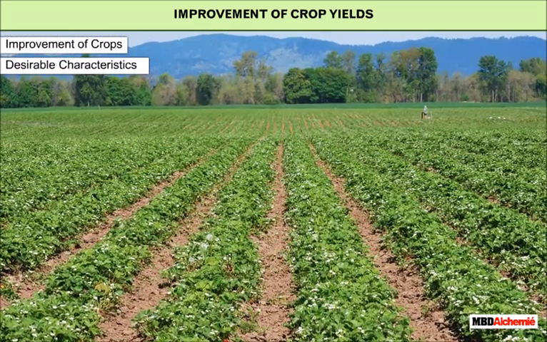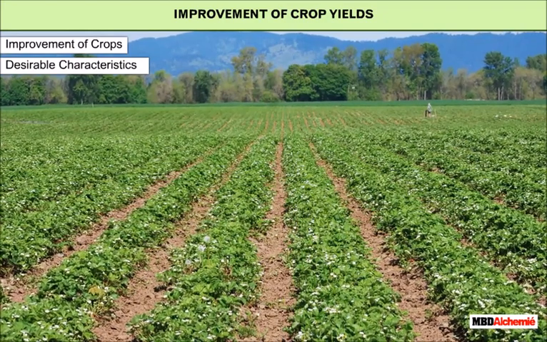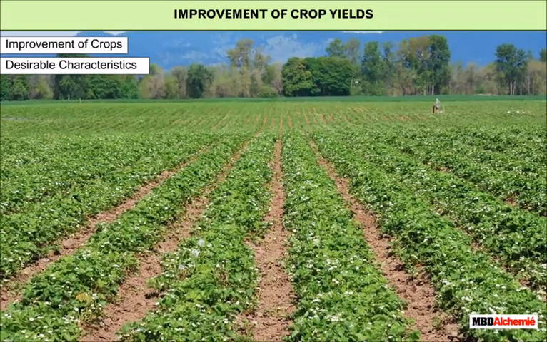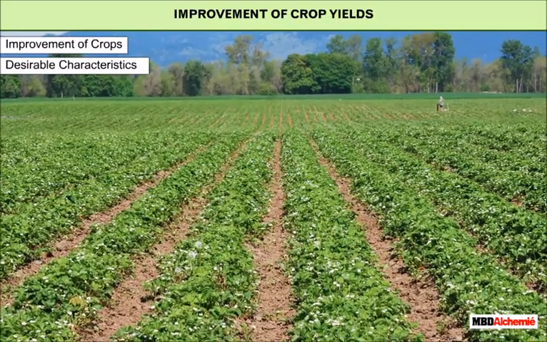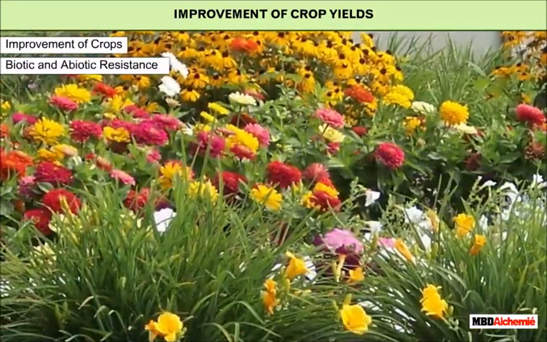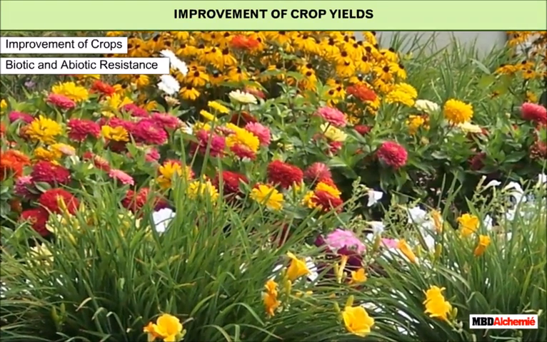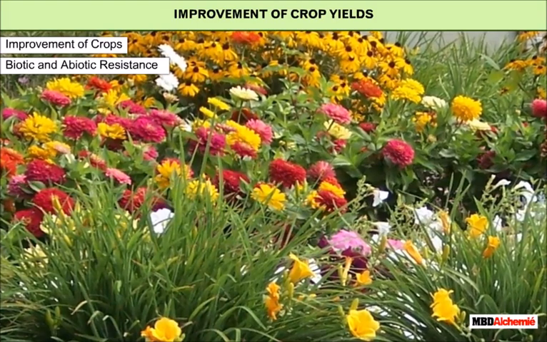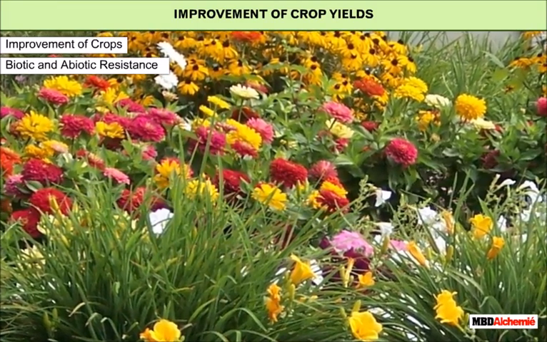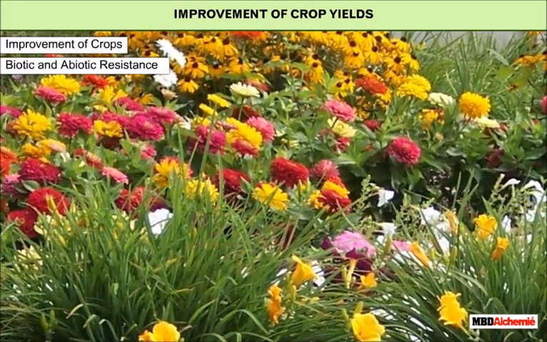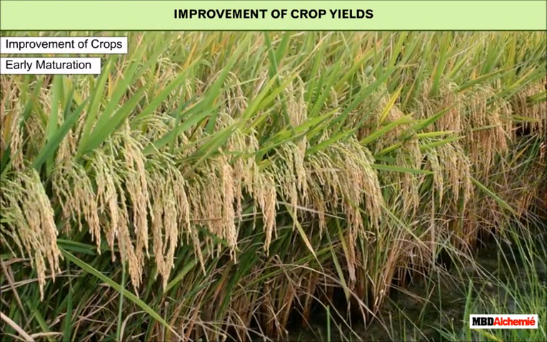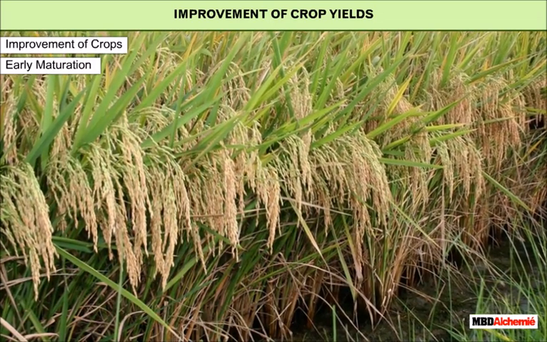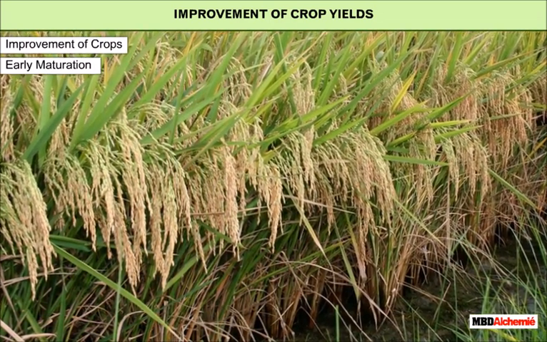Desirable characteristics. The plants of high-yielding varieties of crops are not very tall. They are dwarf, due to which they are stronger and therefore they can withstand strong winds. Biotic and abiotic resistance. Certain biotic and abiotic stresses badly affect crops. Resistant varieties to these stresses are being developed for improvement in crop production.